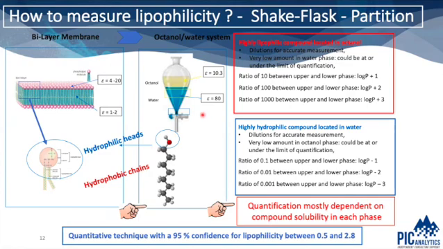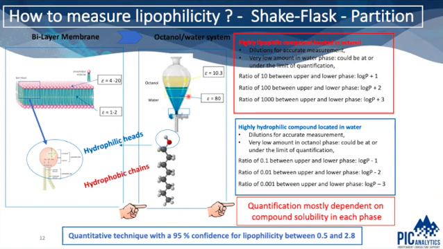So usually what you do, your compound is from DMSO, you dissolve it in water, you add the octanol, you shake, and you wait for the compounds to partition between the two phases. And what you do is you measure, either by UV, by LCMS, LCMS-MS, the quantity of compound in each phase. So the caveat to this method is when you are going through highly lipophilic compounds, they all reside in the upper phase, and you have very few compounds in the water, and you may be at the limit of quantification.